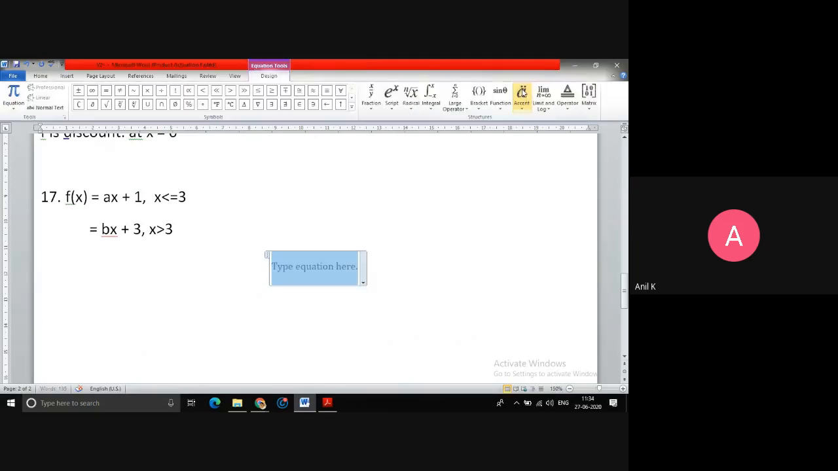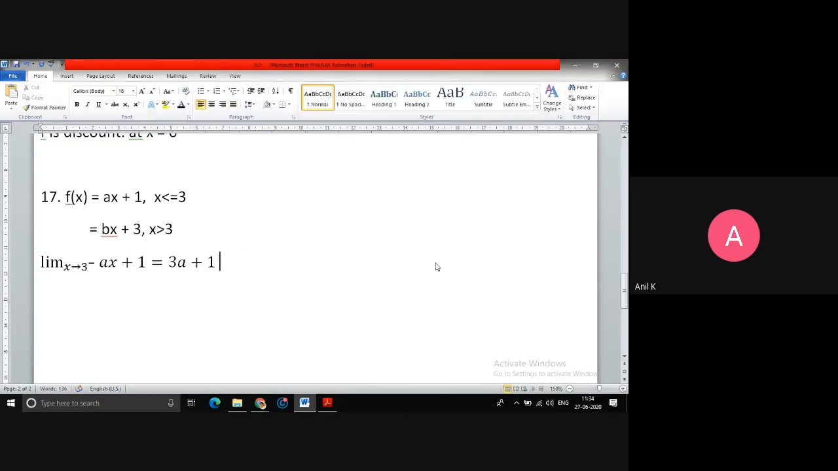Okay, so let me find the left limit. I have to find the limit as x tends to 3 minus. So this is my left limit. What is the function given for x less than or equal to 3? It is ax plus 1. If I substitute x equals 3 here, then I'll get 3a plus 1. So this is my left limit.